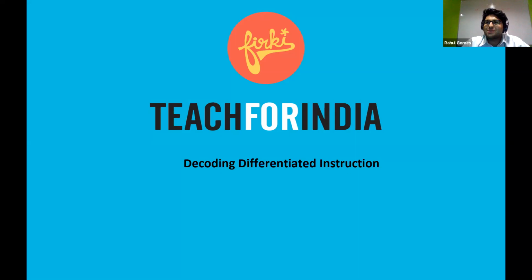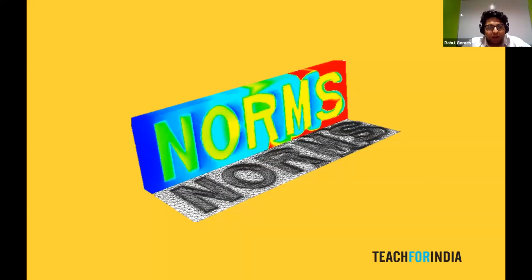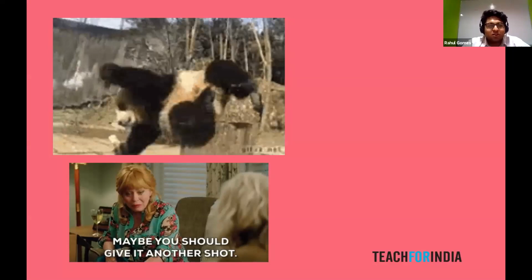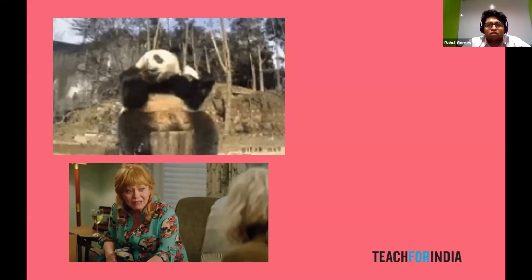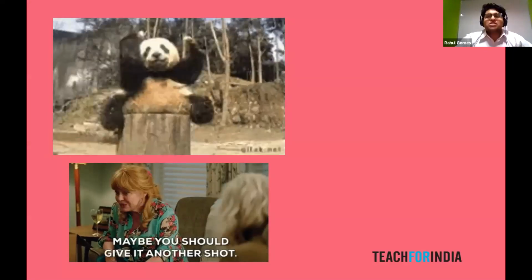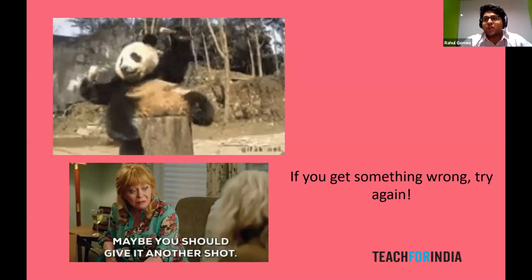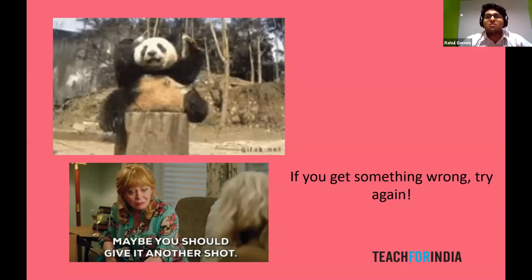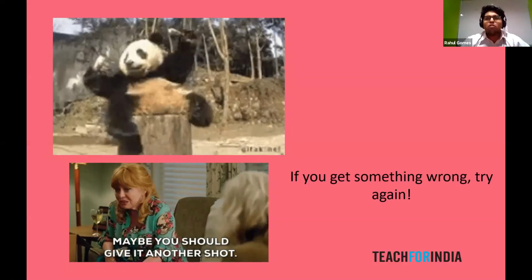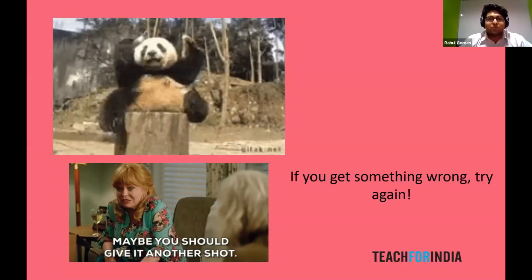Before we begin, I'd like to quickly take us through a couple of norms. There are two primary norms for the way we will engage with the material today. The first one is, as you can see, a panda falling down, and someone saying maybe you should give it another shot. The first norm is: if you get something wrong, just try again. We cannot say that we will be experts at this at the very first go, but it makes sense, as soon as we get something wrong, to try it again. That's the only way we will learn.